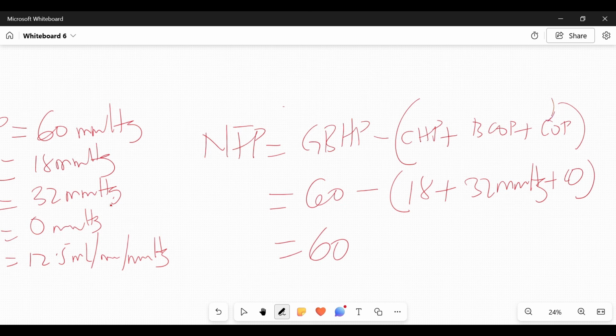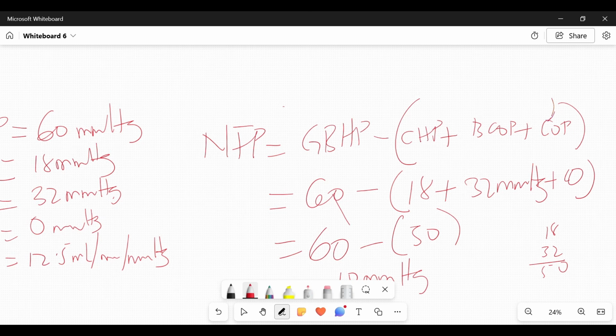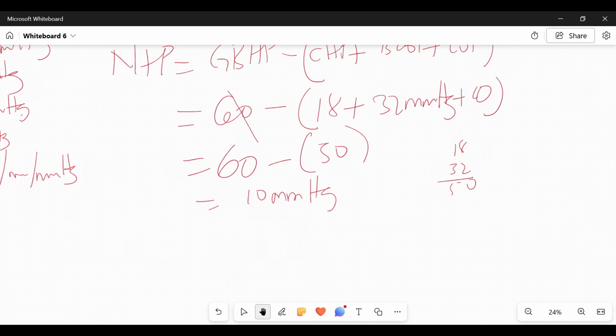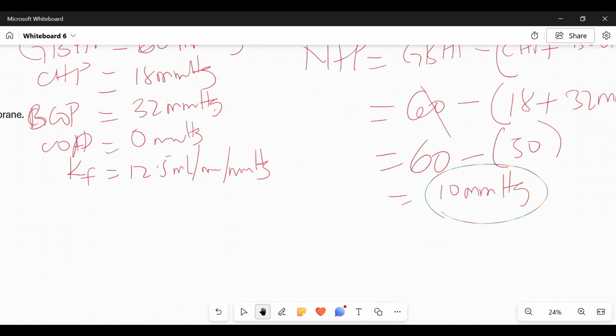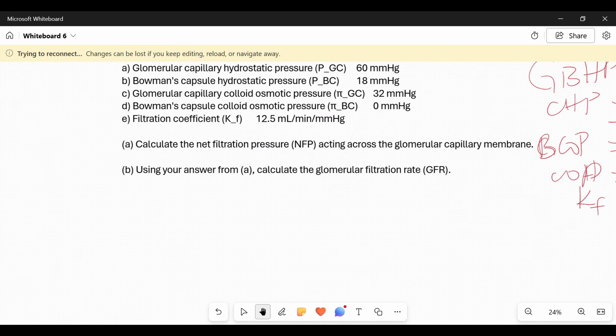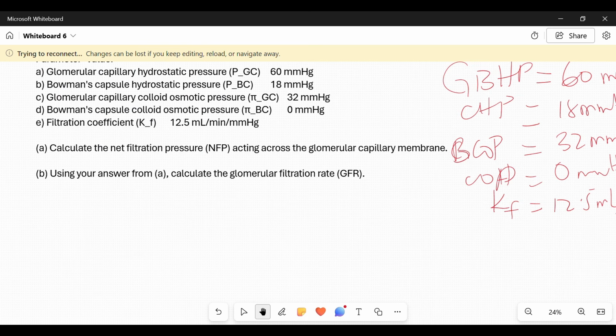So when I put that together, I'll get 60 minus, in bracket, 18 and 32 plus 0. This will give us 50. So 60 minus 50 gives us 10 millimeter mercury. So over here, our net filtration pressure, therefore, is 10 millimeter mercury. So this is what is going to determine filtrate formation. Okay. Now the next question says that using our information from A, we are to estimate the glomerular filtration rate.